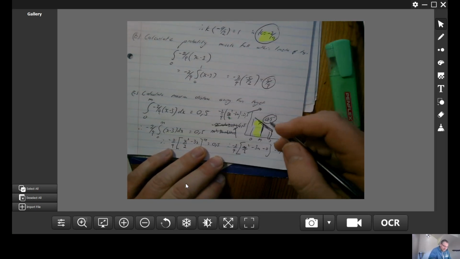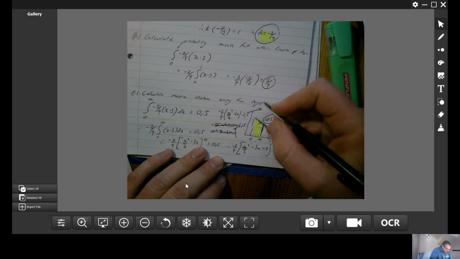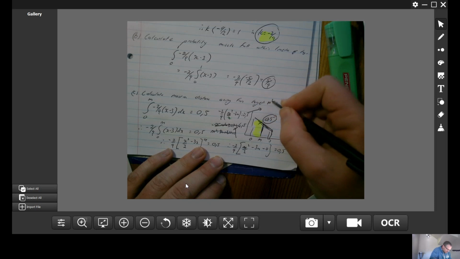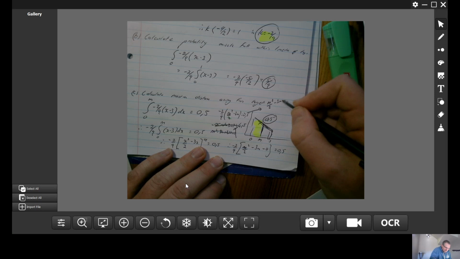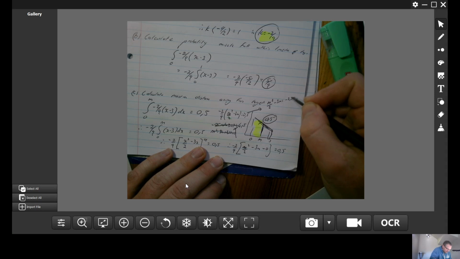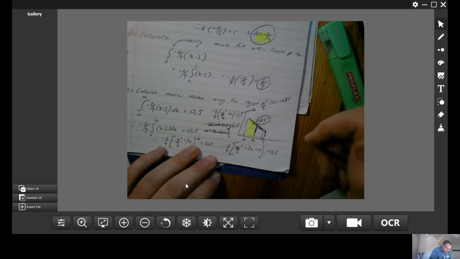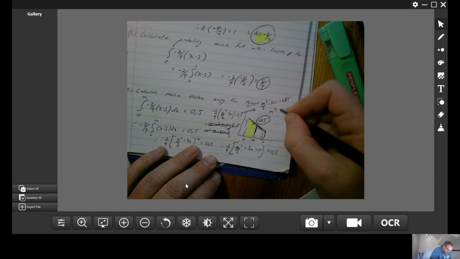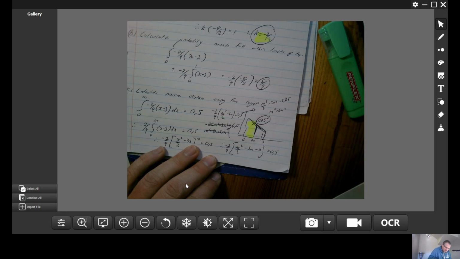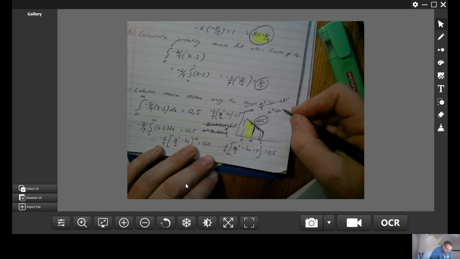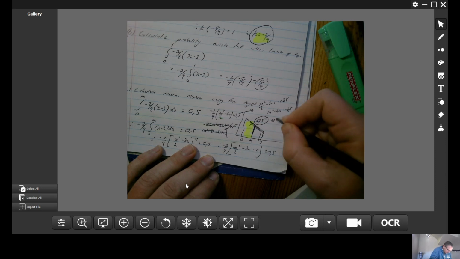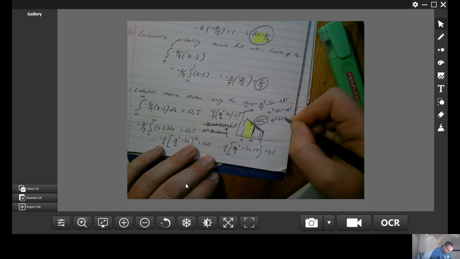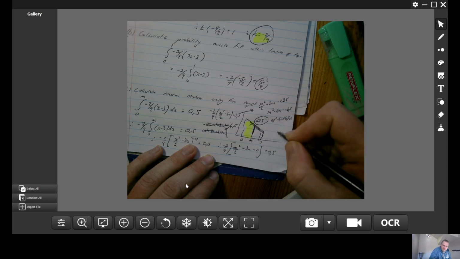So if I divide by negative 2/9, I end up with m squared over 2 minus 3m is equal to negative 2.25. Let's times everything by 2. So you get m squared minus 6m is equal to, times by 2, negative 4.5. So you get m squared minus 6m plus 4.5 is equal to 0.